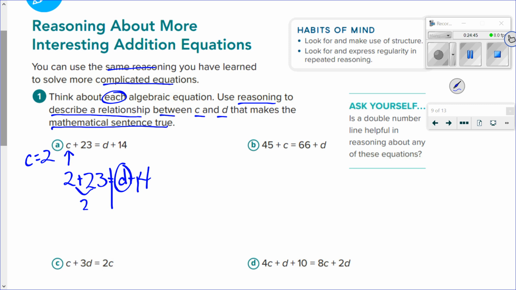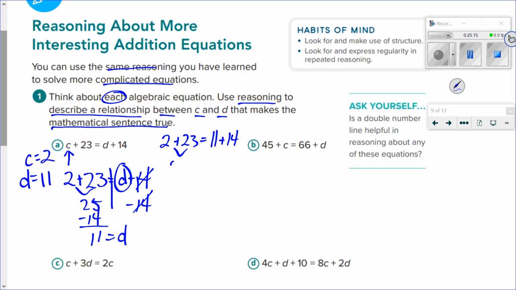2 plus 23 is going to give me 25. What's the opposite of adding 14? Subtracting 14. So now I can subtract 14 from both sides, and I get D equals 11. So when C equals 2, D equals 11. I can still check it. So I put 2 in for C, and I put in 11 for D. 2 and 23 is 25. 11 and 14 is 25. It checked.